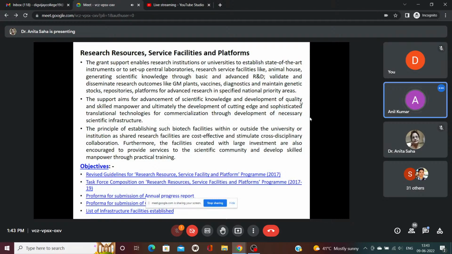Suppose any one medicinal plant is giving one particular compound, and the quantity of the compound is not viable from a commercial point of view, then we can genetically enhance the production of the compound, and we can then develop one consortium in our state under this scheme. So this is the need of the hour.